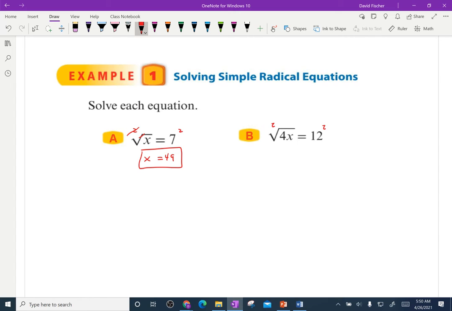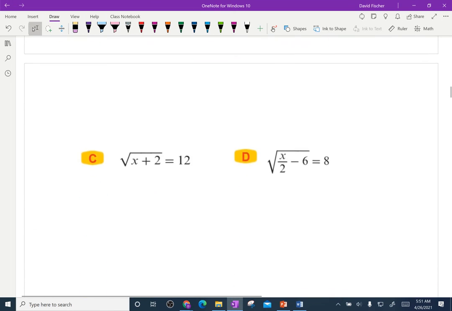So again, square both sides. These two cancel out, so that we just have 4x. And over here is 144. I have no idea what 144 divided by 4 is. And I'm getting 36. Okay, so those are the nice easy ones.